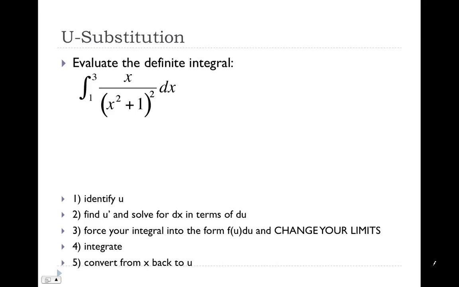All right, pause the video and evaluate this definite integral, and please do it using your limits. And then when students are done, you can unpause and check your answer.